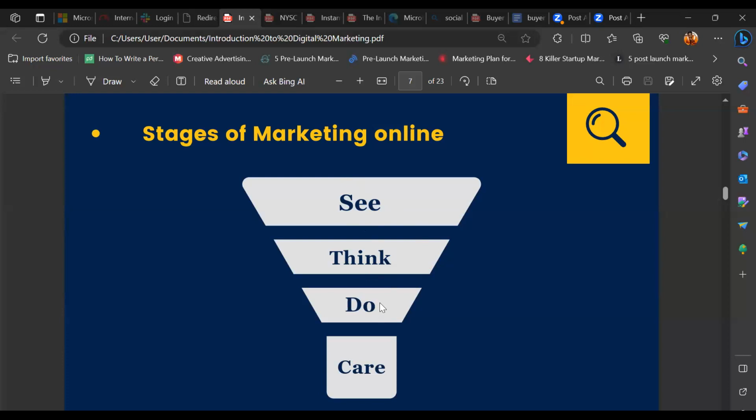The do stage is where they decide to take action. At that point, they are trying to take an action. They want to buy, so they have to be able to find you. You don't have to be difficult for them to find, right? And then we have the care stage. The care stage is after they have bought from you, how do you treat them? Do you throw them away or do you care for them?